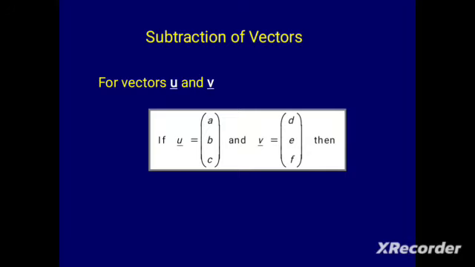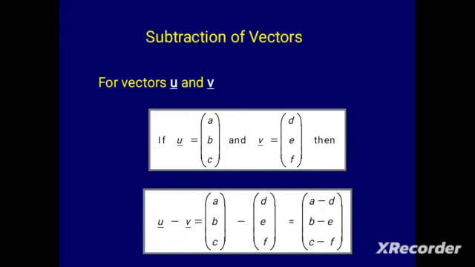Now we also have that for vectors u and v, if vector u is equal to (a, b, c) and vector v is equal to (d, e, f), then vector u minus vector v is equal to (a, b, c) minus (d, e, f). And now we do the same as for addition, by subtracting the corresponding elements. So a minus d, we also have b minus e and c minus f.